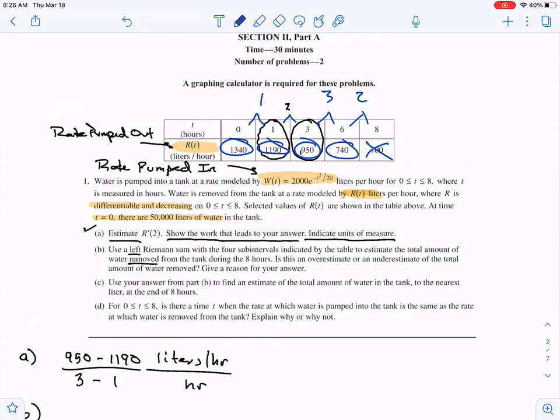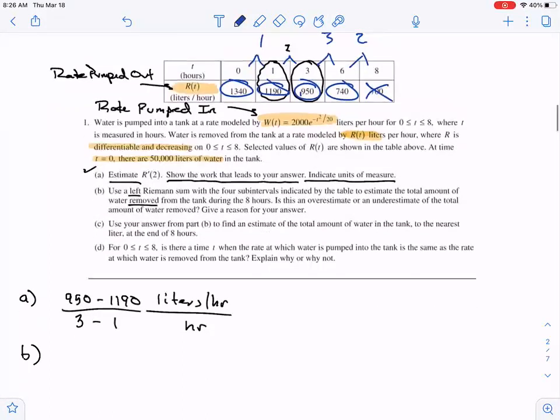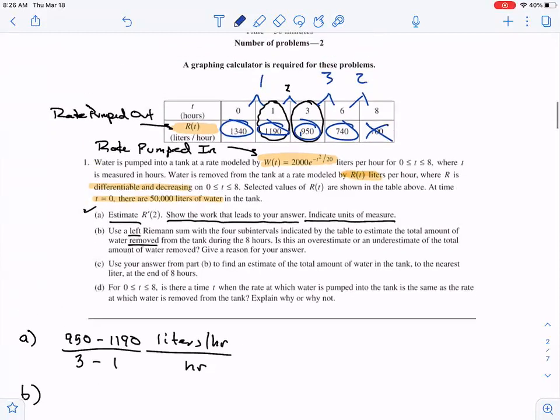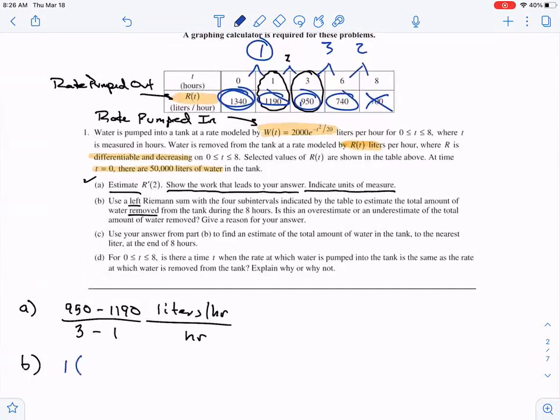You got it. I'd cross out that 1340, and I'd circle the 4 successive ones. That just keeps me from using the wrong y values. Okay. Now I'm just going to pull them together. So it's 1 times 1340, 1 times 1340 plus 2 times 1190.